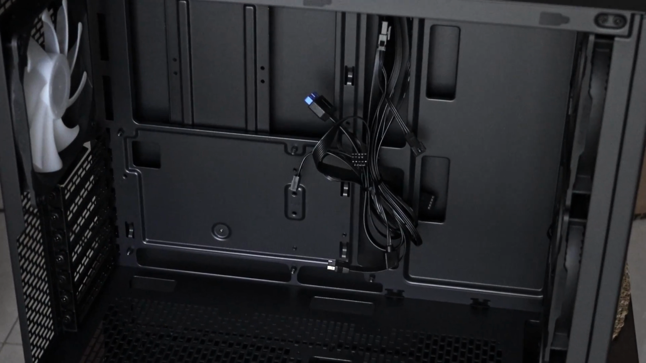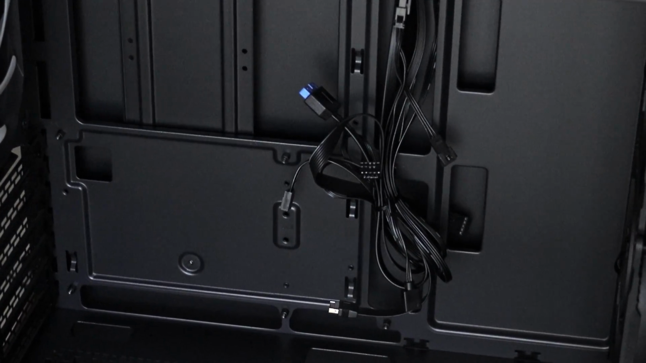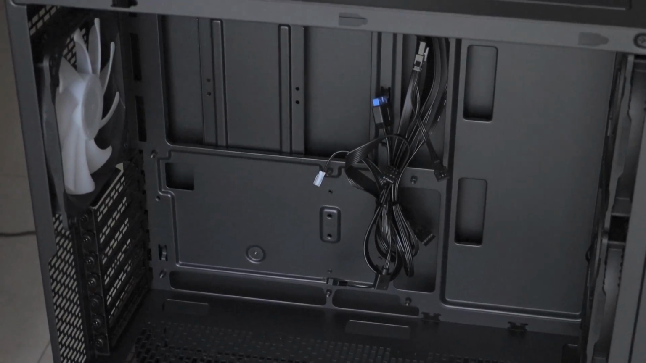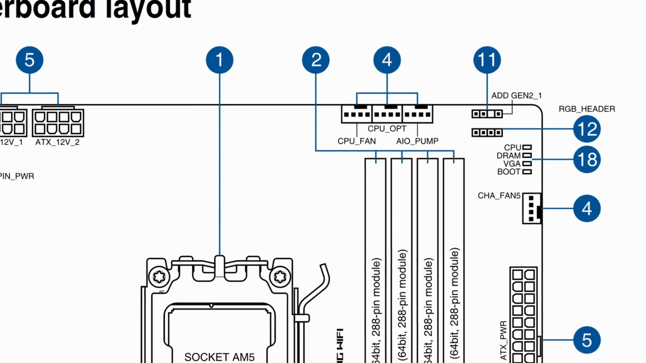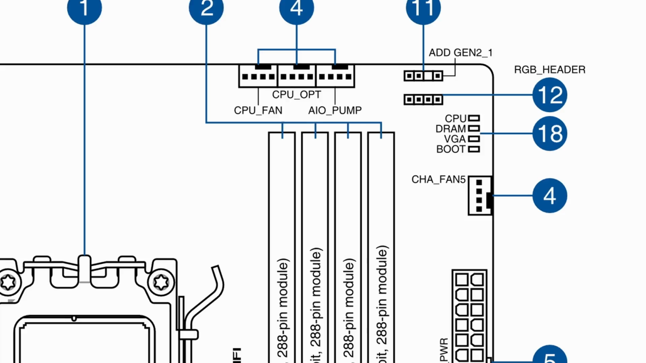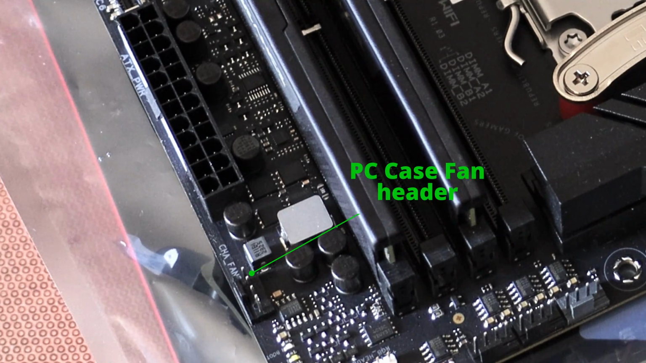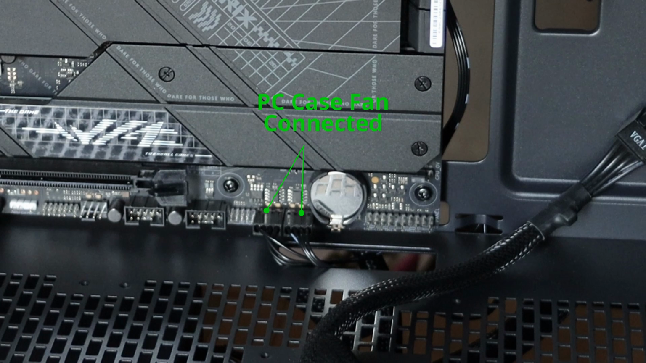The PC case has some connectors that need to be connected to the motherboard. Most PC cases come with fans pre-installed. Make sure to look at the motherboard's manual to identify the chassis fan headers. These fan headers look the same as the one used for the CPU fans. Once identified, connect the case fans to one or more headers.